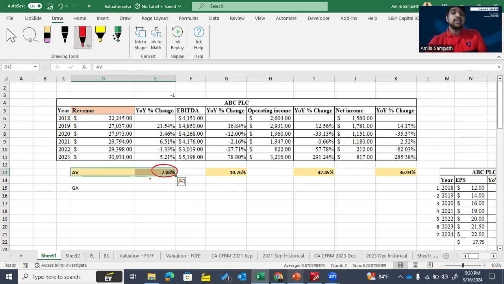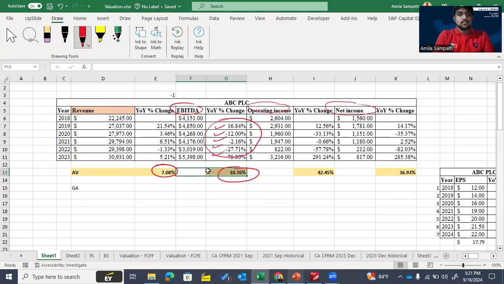Then same as the revenue, for the EBITDA, operating income, as well as for the net income, we can calculate the arithmetic average. As I told you, first we need to calculate each year's year-over-year growth, and then the average of these year-over-year growth rates we can consider as our arithmetic average. For the EBITDA, it is 10.76. For the operating income, you can see it is 47.45.